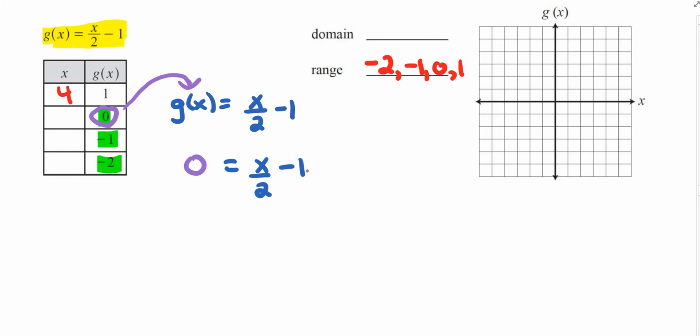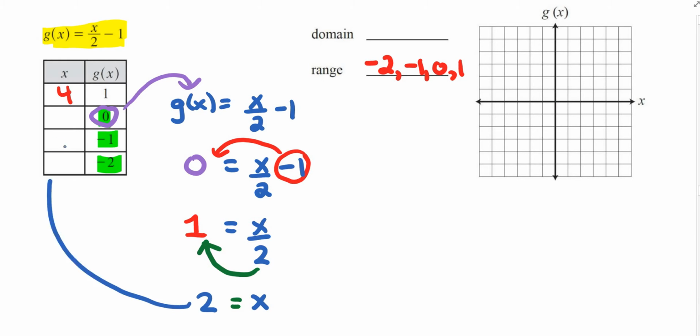And right away, this minus 1 goes over. So that's going to become positive 1, right? So 0 plus 1 is going to be 1. And that's going to equal x over 2. And then this 2 will multiply with that 1. So 2 times 1 is going to be 2. So this 2 would go right there. Right, and then let's go ahead and continue the pattern here.